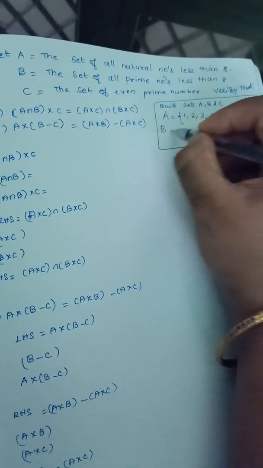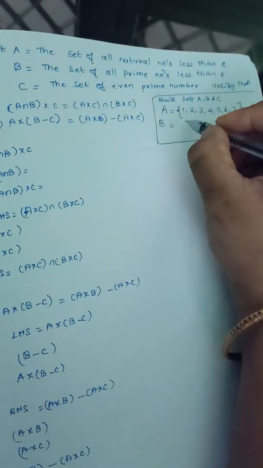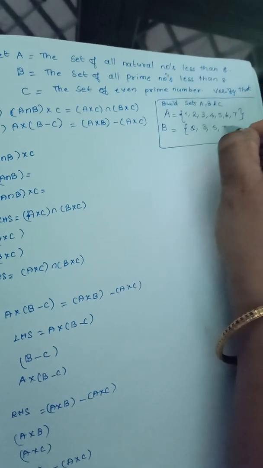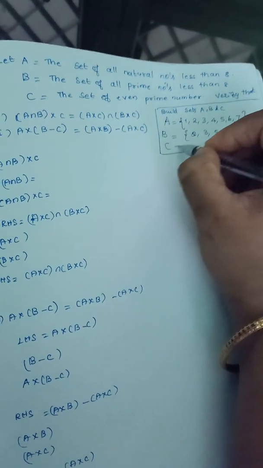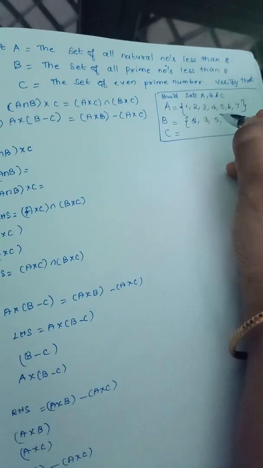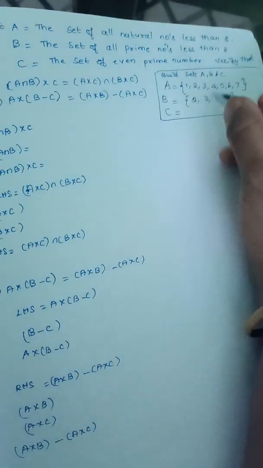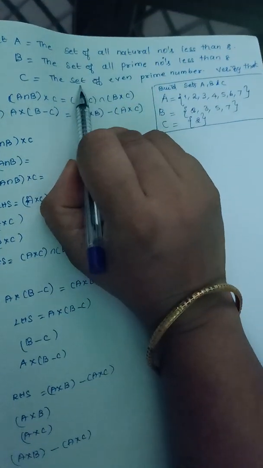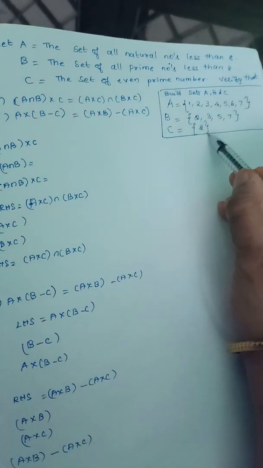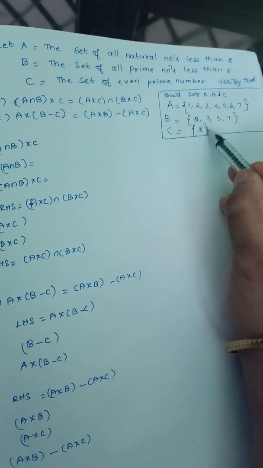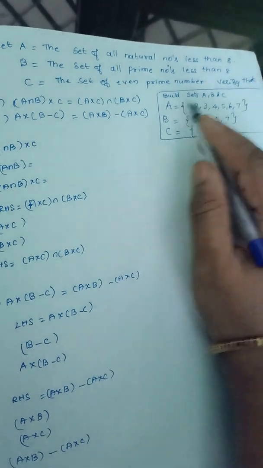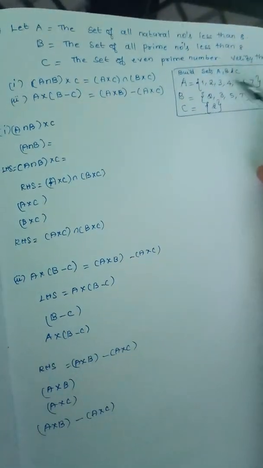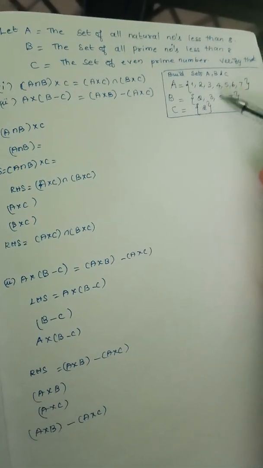Next, B is the set of all prime numbers less than 8. Prime numbers start from 2, right? 2, 3, 5, 7. Next, C. What is C? The set of even prime numbers. The only even prime number is what? 2 only, right? 2 should not be confused, because it is given as a set. Set means open curly braces and closed curly braces. It means the set of even prime numbers. There is only one number, 2. The only even prime number is 2. So we now have the sets in roster form, right?